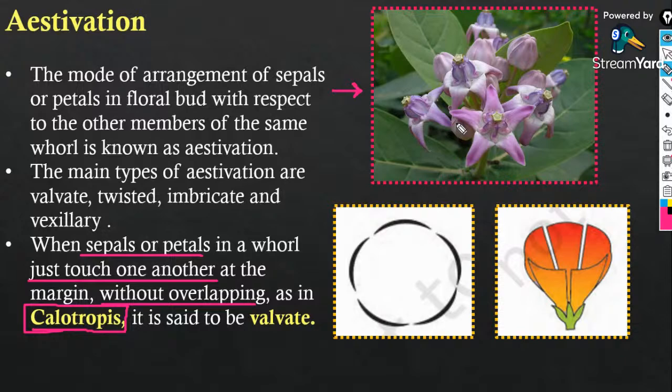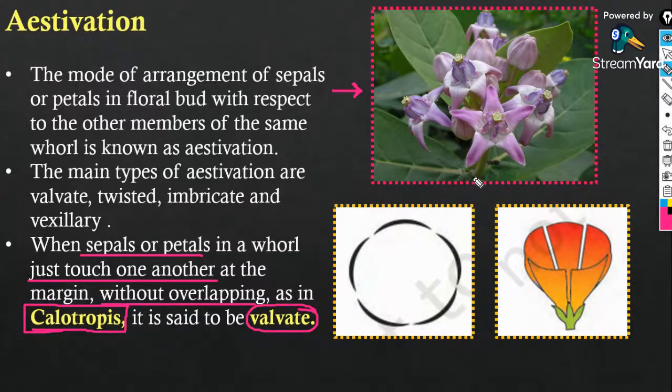Binay, haven't you seen the calotropis flower? It's not an orchid, my dear. Right? Have you heard about the flower? Maybe it's not common at our home, right? Beside temples and all, you will find it.